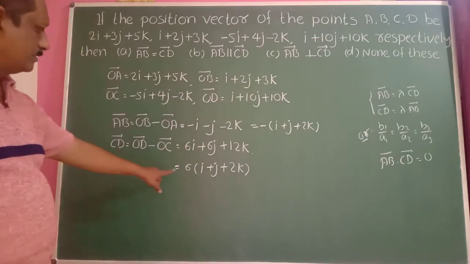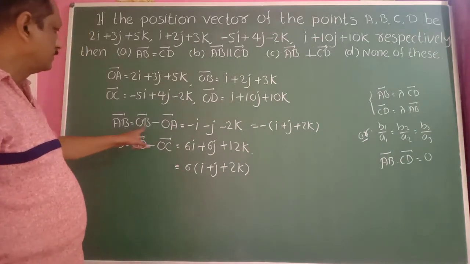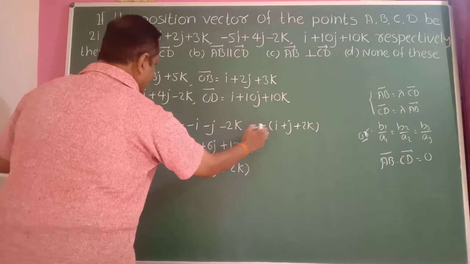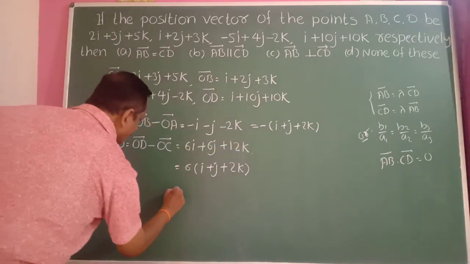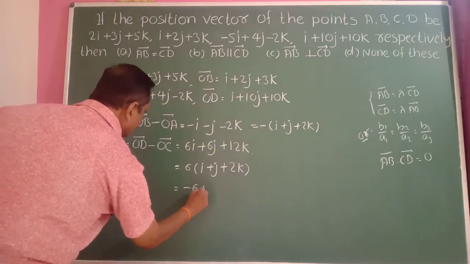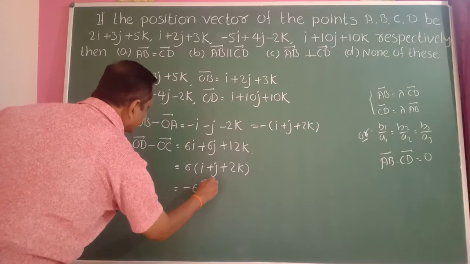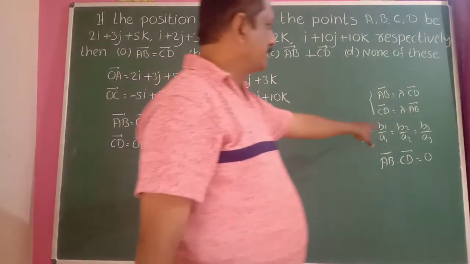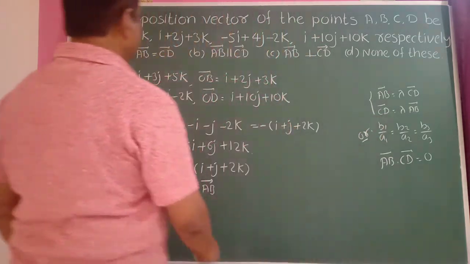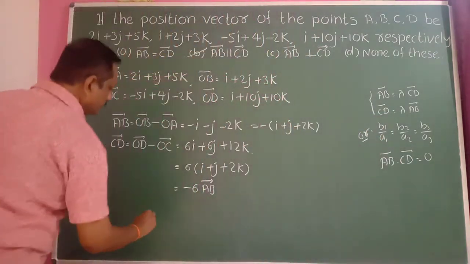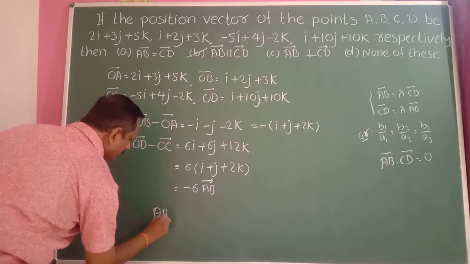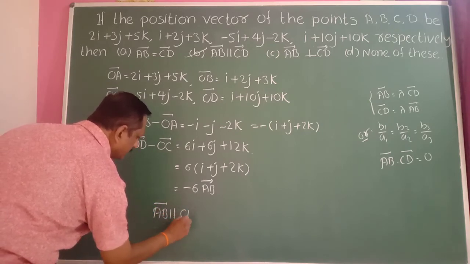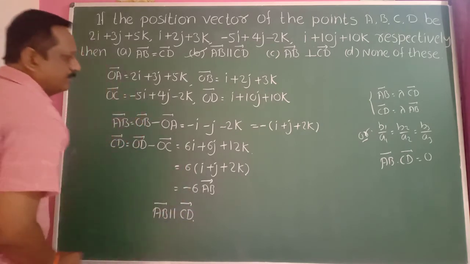Therefore, CD is equal to this one here, and AB is equal to this one. So AB, taking the minus on this side, is minus of 6 into the vector AB. CD is equal to minus 6 into AB. This condition is satisfied, hence they are parallel to each other. So AB is parallel to the vector CD.